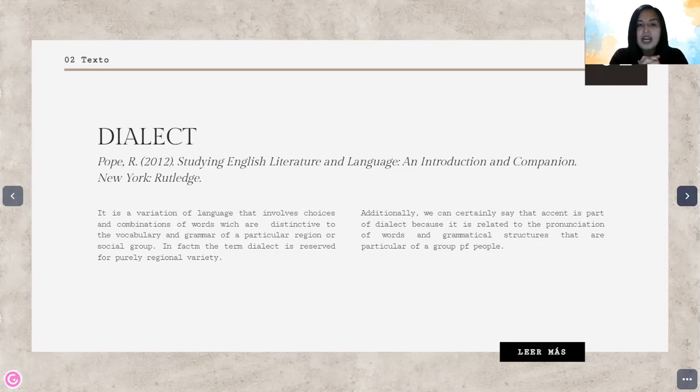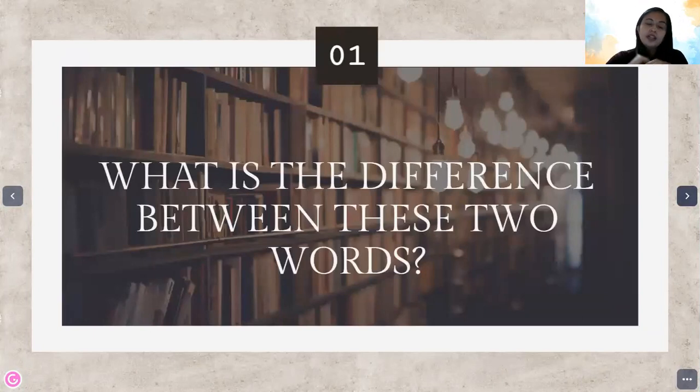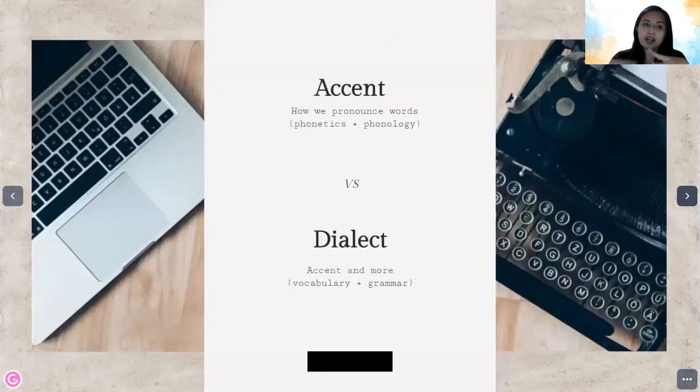In fact, the term dialect is reserved for purely regional variety. As I said before, it is a combination of words and grammar structure particular to one place that people use, combined with the accent proper to this country. However, even though they are very closely related, there is one important difference that everybody has to know, because sometimes these two terms are confused.